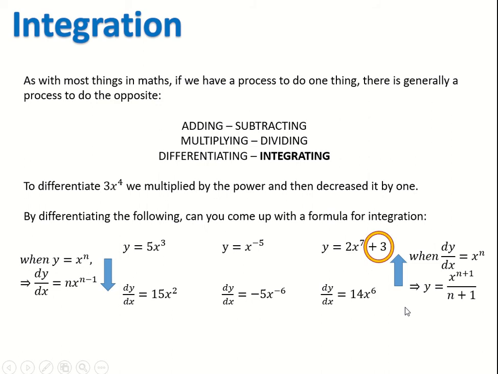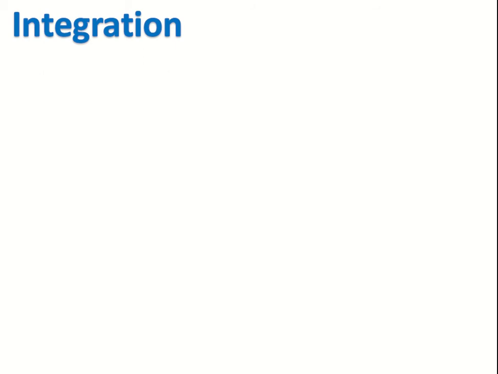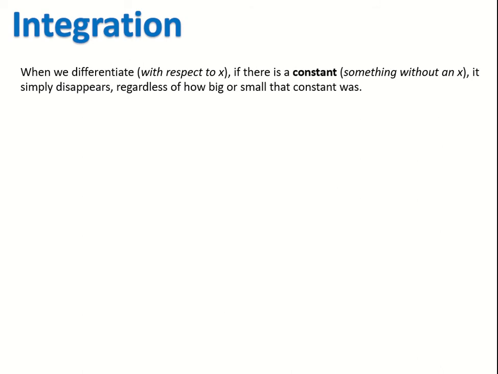There's nothing that tells us that there may have been a constant in the first place. We have to basically take account of the possibility that there could have been a constant, in which case whenever we integrate in a normal context like this, we have to assume that there could have been a constant and write plus c. So when we differentiate with respect to x, if there is a constant, something without an x, it simply disappears regardless of how big or small that constant was.